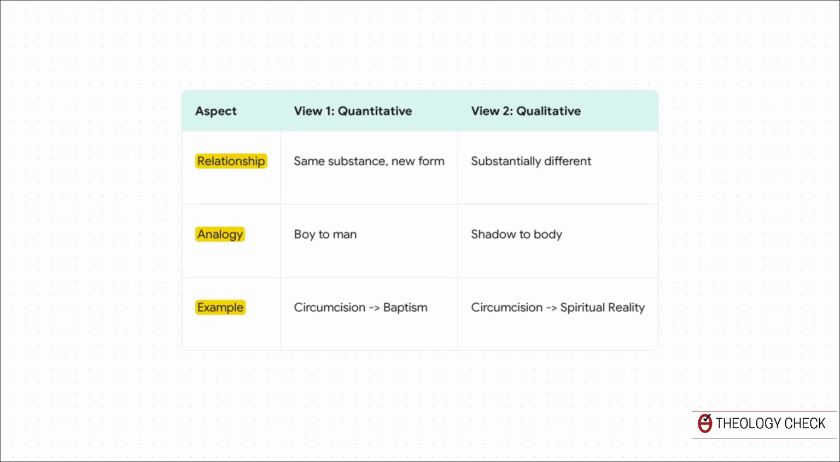The first view saw the change as quantitative. The analogy they used was a boy growing into a man. It's the same substance, right? It's just a new, more developed form. But the second view saw it as qualitative. For them, the analogy was a shadow being replaced by the actual body. They argued these are fundamentally different things, not just more of the same.